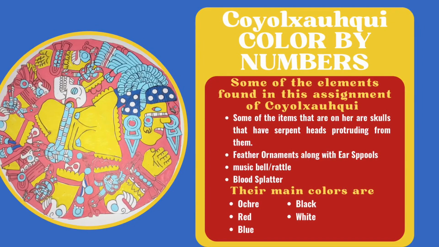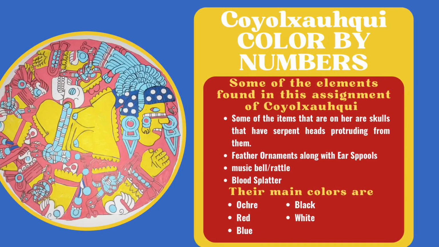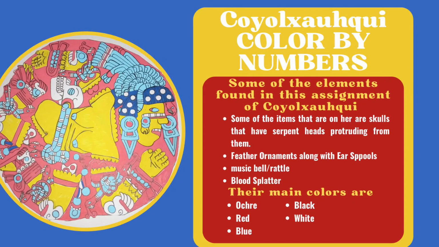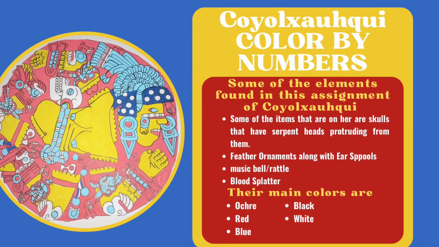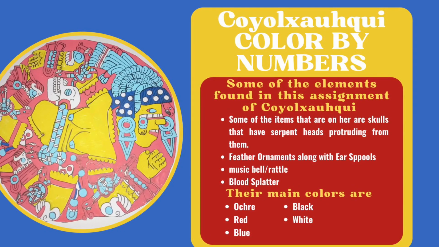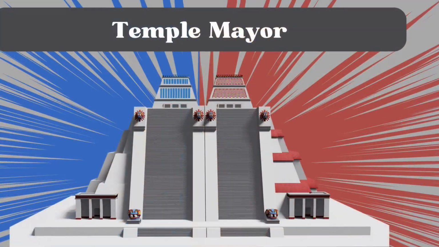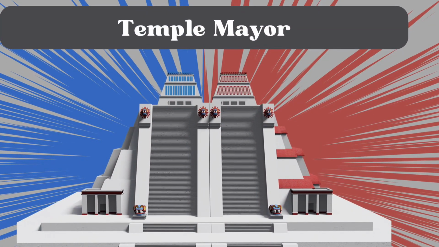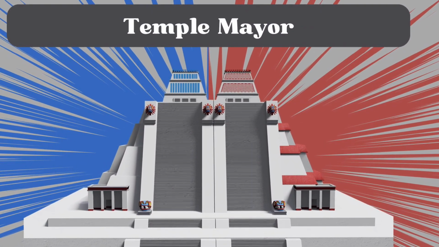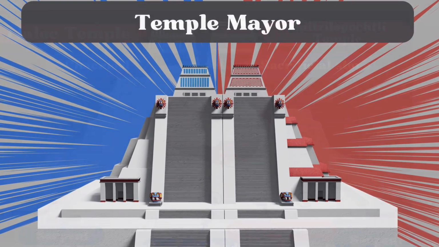Her colors are orchid red, blue, black, and white, and this is how the monolith originally looked. It was colored. And we can tell that her body is dismembered because of the blood and bone that shows through. Both the vessel and the monolith were found at the Templo Mayor, so we have to talk about it.